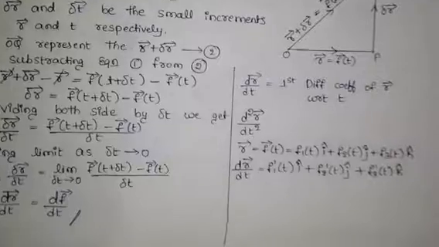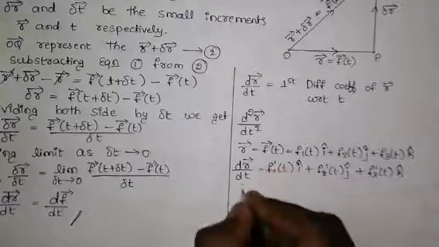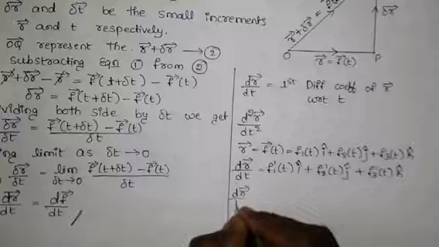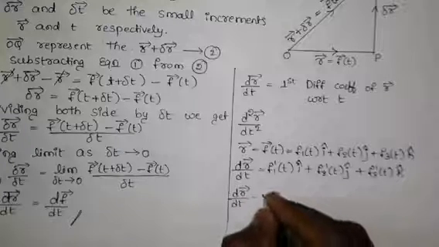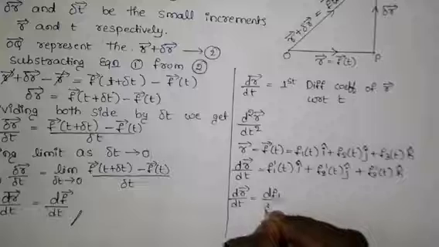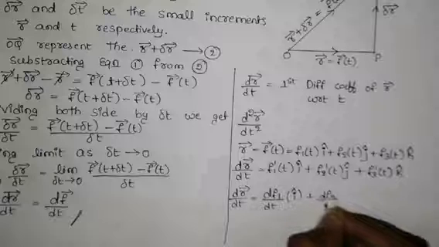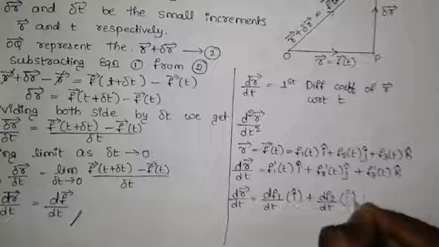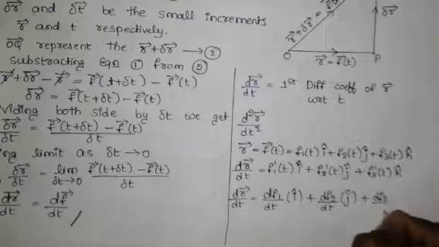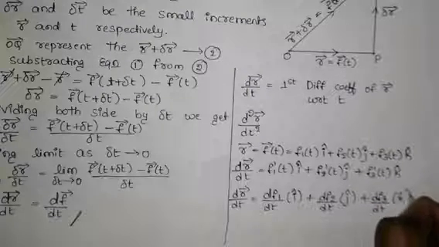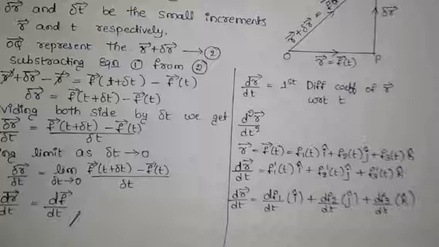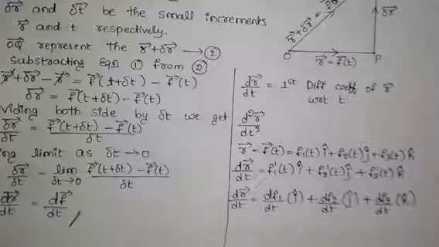Otherwise we can write it as vector dr by dt equal to what? df1 by dt into i cap plus df2 by dt into j cap plus df3 by dt into k cap. Here f1 of t, f2 of t and f3 of t are functions whose derivatives exist. Got it? So this is our ordinary derivative of vector calculus.